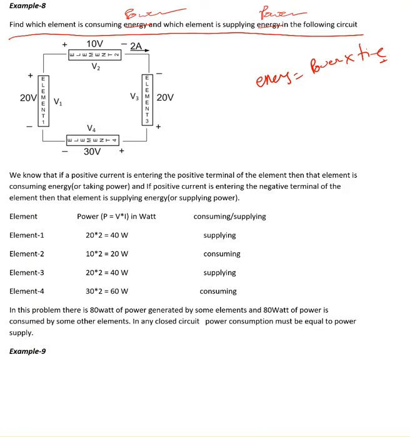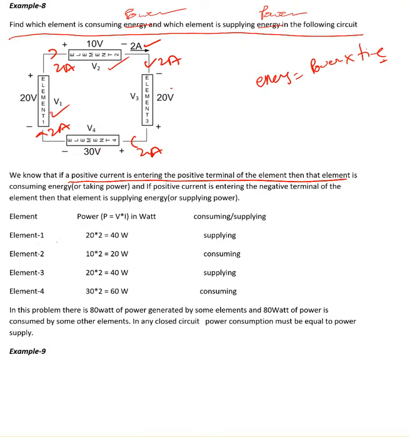So the important statement we need to remember: if a positive current is entering the positive terminal, then that element is consuming power. Here he gave you 2 ampere, and the same 2 ampere is going through each element. I'm going to take these as element 1, element 2, 3, 4.